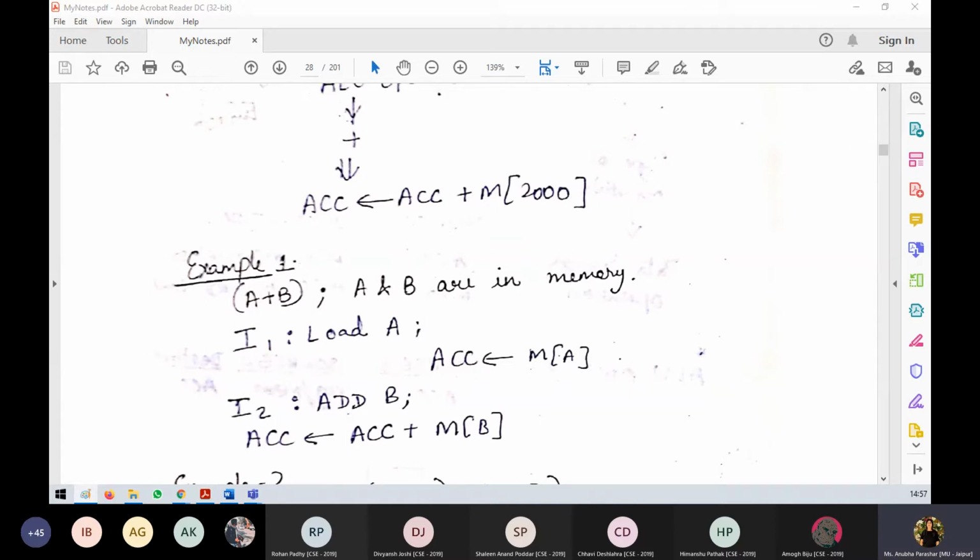Ma'am, A and B are memory locations or are they values? These are memory locations. See, when we write it in this format, M of B, it means we are passing the address. When we are passing the address, it is a location.